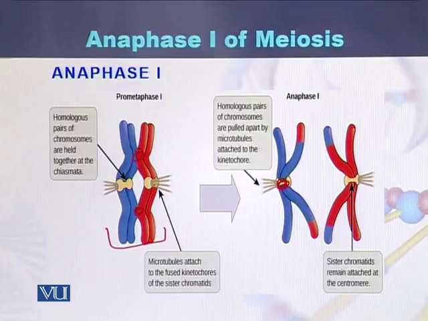This chromosome includes two sister chromatids, the first chromatid and the second chromatid. This chromosome will move to one pole while the second chromosome is the same. This is the kinetochore, where the two sister chromatids are joined with each other. This chromosome will move to pole 1, and this one will go towards pole 2.